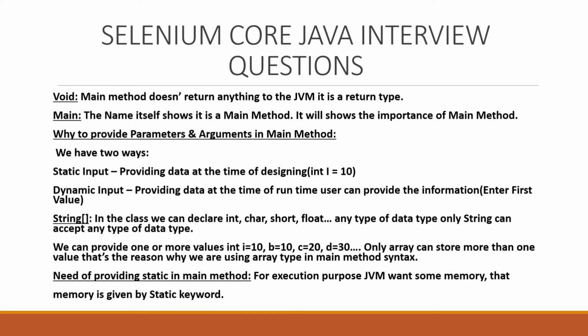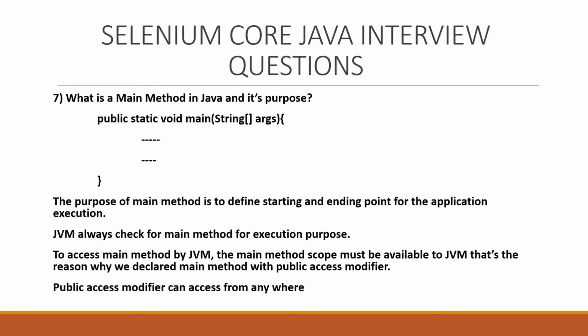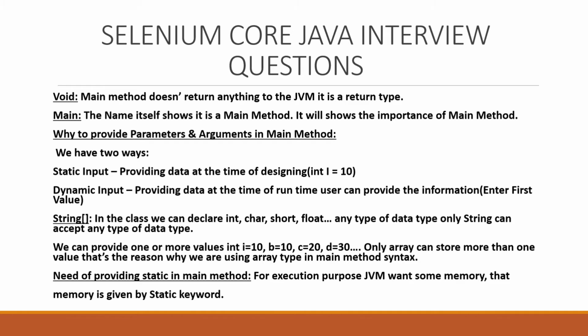So what is the need of providing static in the main method? Here you can see we are providing one static, right? For execution purpose, the Java virtual machine wants some memory. That memory is given by this static word. So why do we provide the static keyword in the main method? Because for execution the Java virtual machine wants some memory, and that's the reason we use the static keyword to provide that memory.